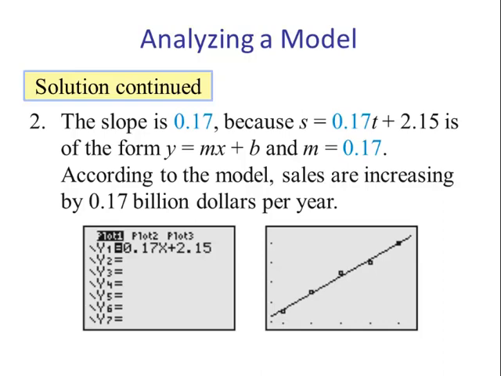Number 2, the slope is 0.17 because S equals 0.17t plus 2.15 is in the form of y equals mx plus b, and m is 0.17. According to the model, sales are increasing by $0.17 billion per year.